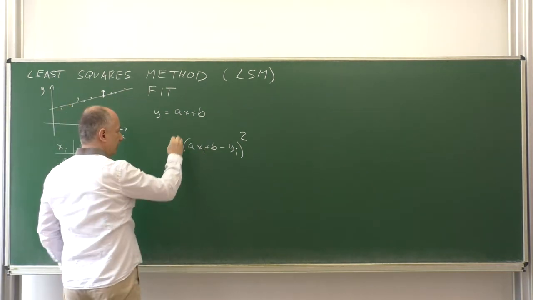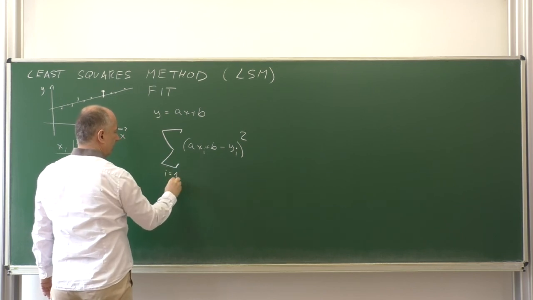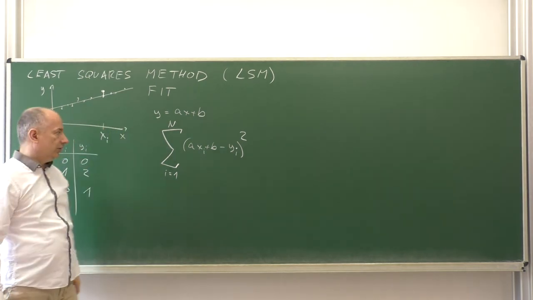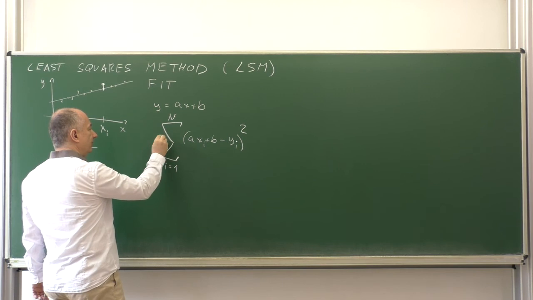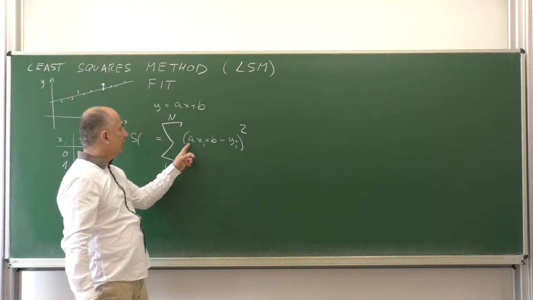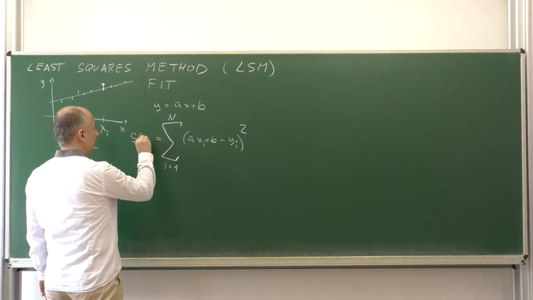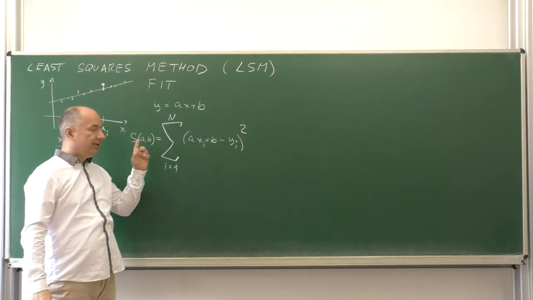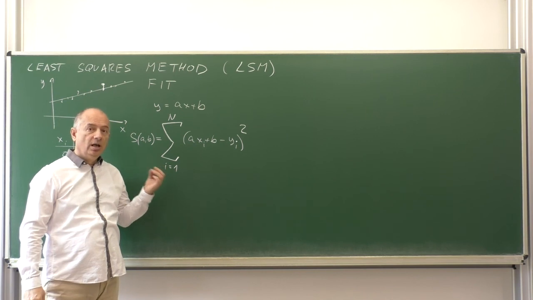We take the sum for i running from 1 to capital N, which is the number of points. And this is a function, let's call it capital S, a sum, of these two parameters, of these two variables, a and b. And we want this function of two variables to be small. We want to find the minimum.